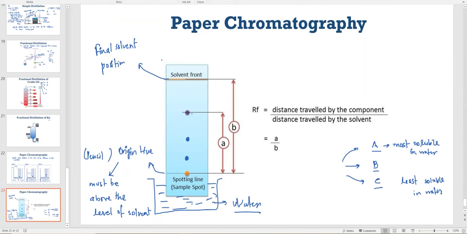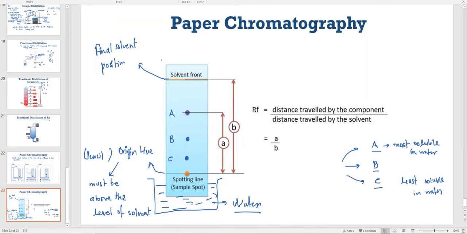Okay, the spot that travels most with water is the spot of the substance that is most soluble in water. So this is going to be A, and the spot that least travels with water is going to be the substance that is least soluble in water. So this would be C and this would be B. So that's how they are separated.